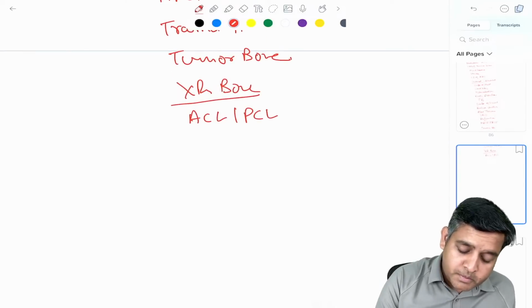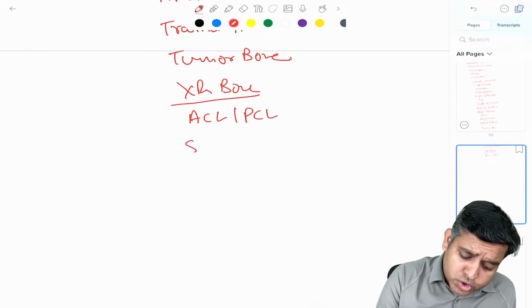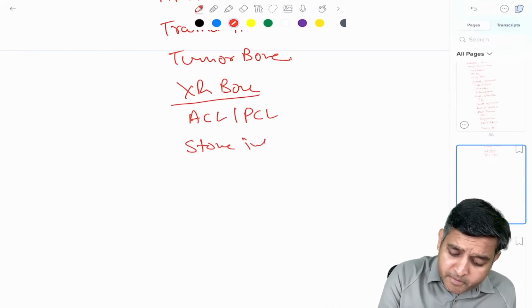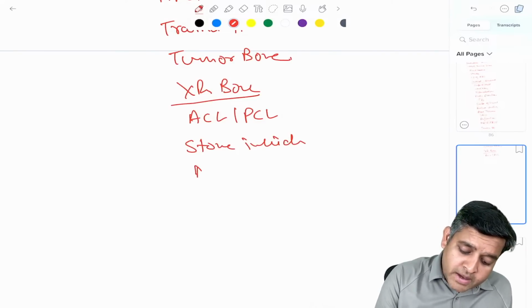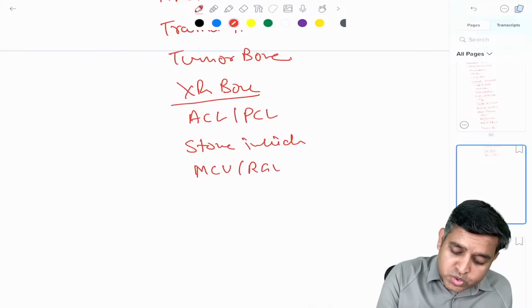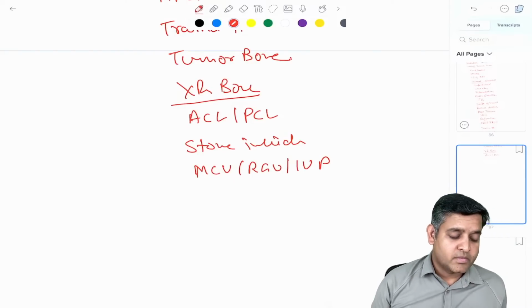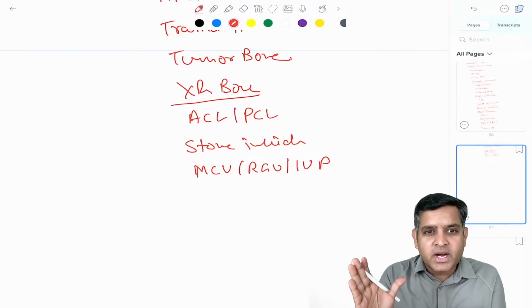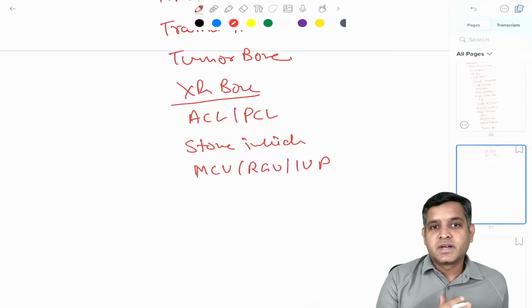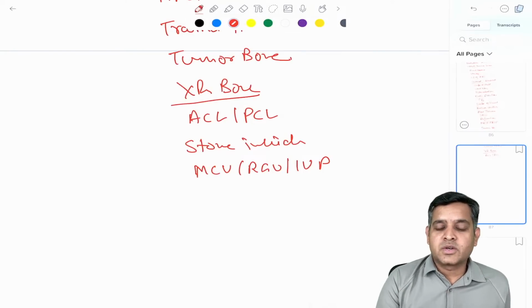Then you should know stones in the kidney. Then you should know MCU, RGU, IVP. So that's the whole syllabus. All these are things. But do you know it will not take more than 1 hour to revise them, dear.